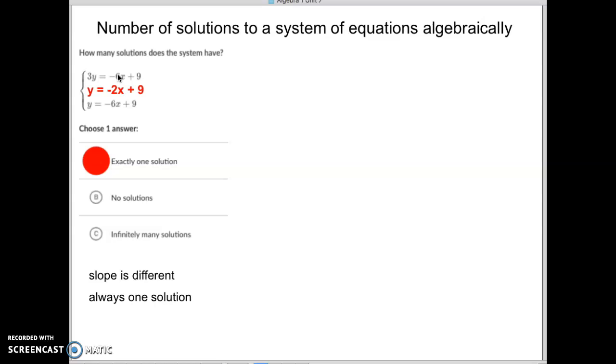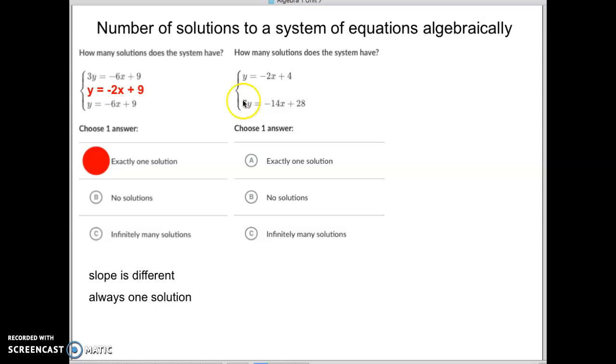Now, again, I'm giving you an example of each type here. So let's do the next one right here. You will notice the first one is in slope-intercept form. The second one is not. So I need to divide everything by 7 to get it there. When I do that, let's hope I did this one correct, and I did. This time, you will notice that my slopes are the same.